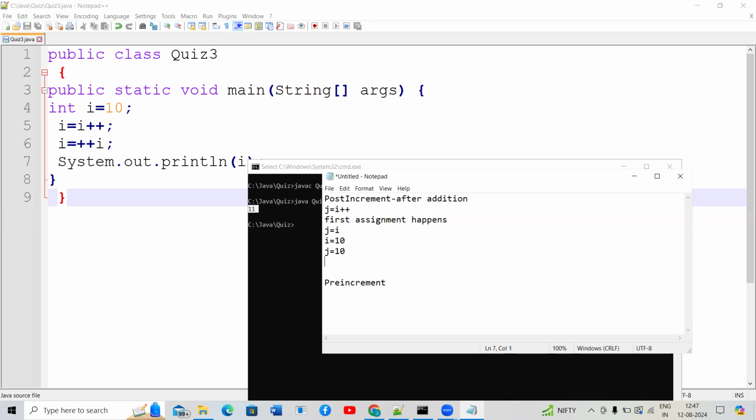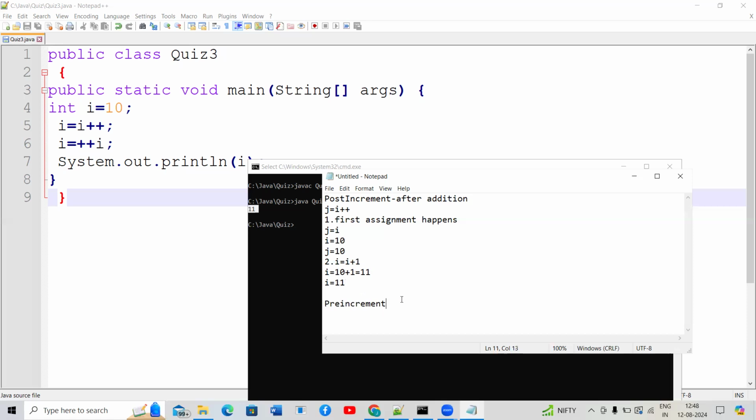Now, that is my first step for post-increment. The next step is addition, which means I = I + 1. Now my value of I is 10. So I add a 1, it becomes 11, right? So the value of j is 10, but the value of I now becomes 11. So this is post-increment. Addition will happen afterwards. First of all, assignment will happen, then addition will happen.